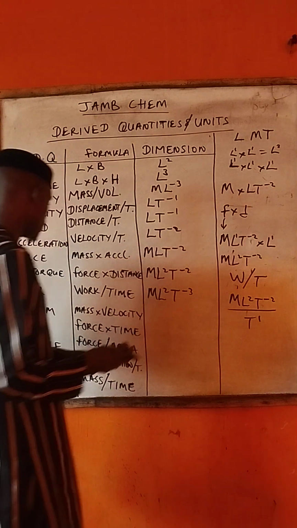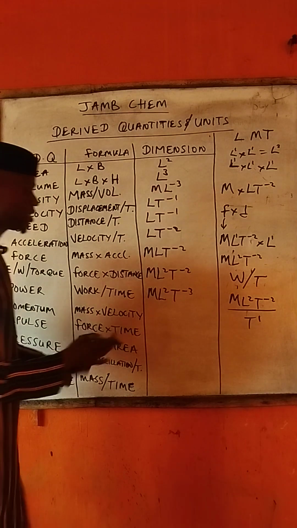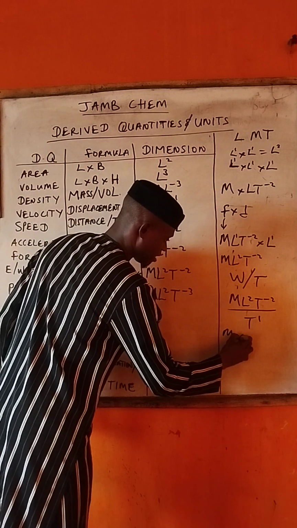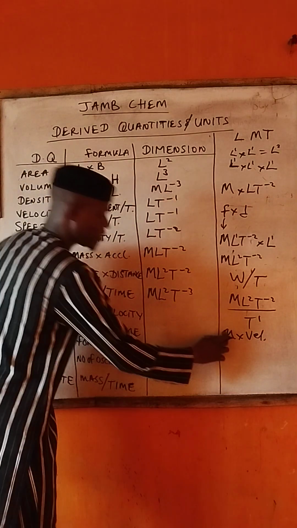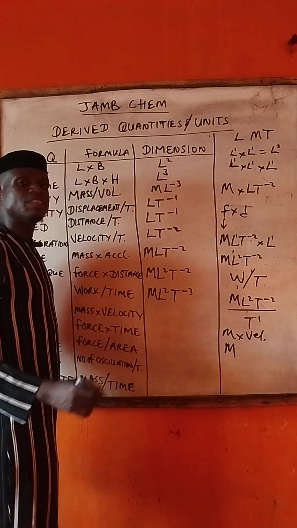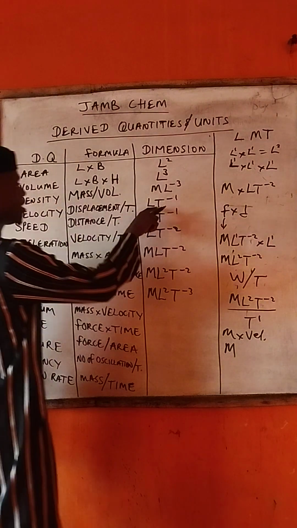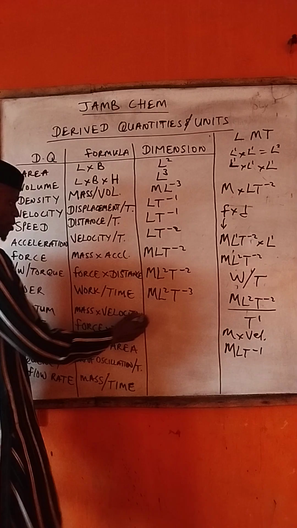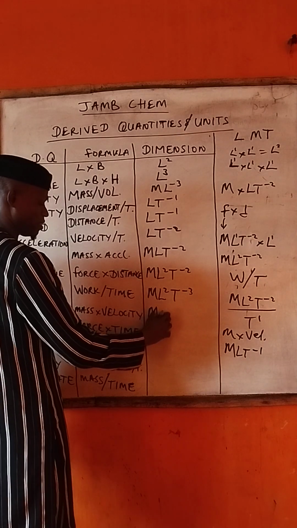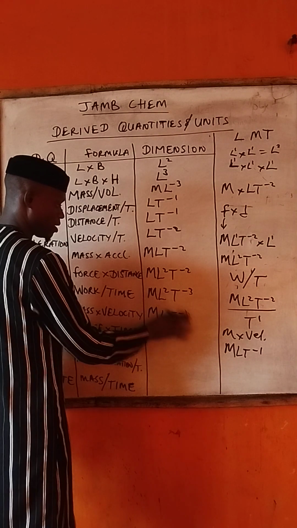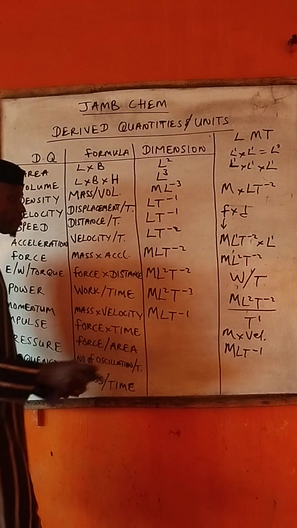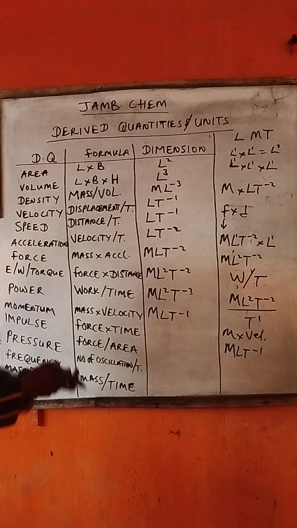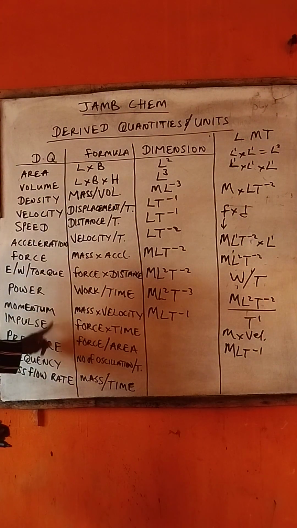That's all. Now for momentum, remember that momentum is mass times velocity. Mass is M. The velocity is LT raised to minus 1. So if we merge it together, we have mass times velocity, MLT raised to minus 1. Impulse is force times time. The dimension for momentum and impulse are the same thing.